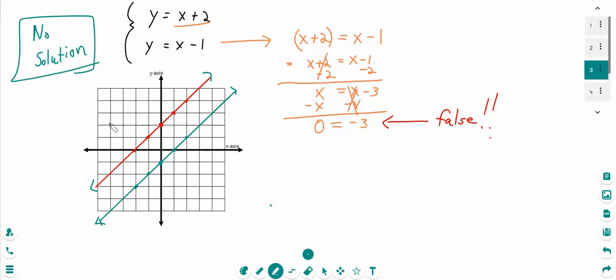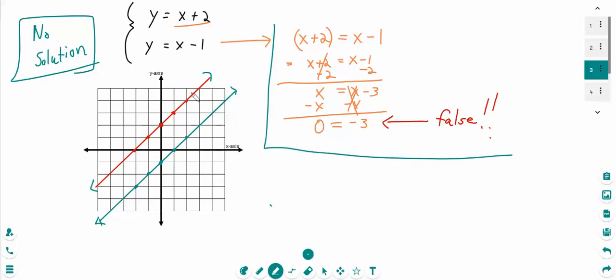All right? So that is what's going on here. When we did our substitution, which, by the way, elimination, we'd still end up with the same problem. We'd still end up with a false equation at the end. So if you're doing elimination or substitution and you end up with an equation that's false, you need to recognize that there is no solution to this system of equations.